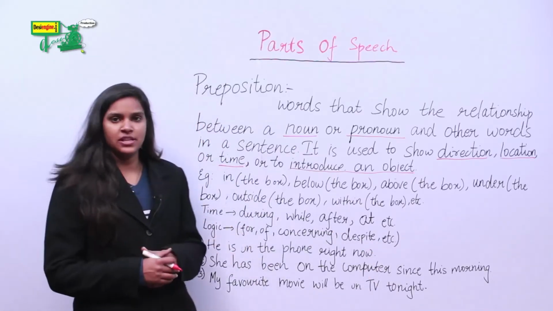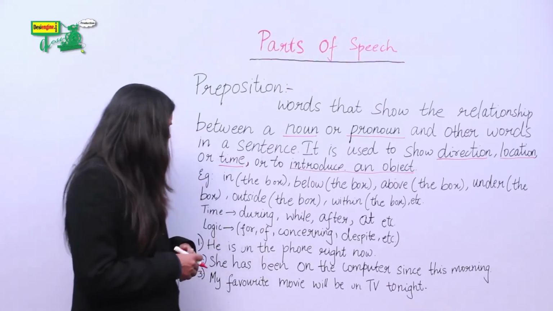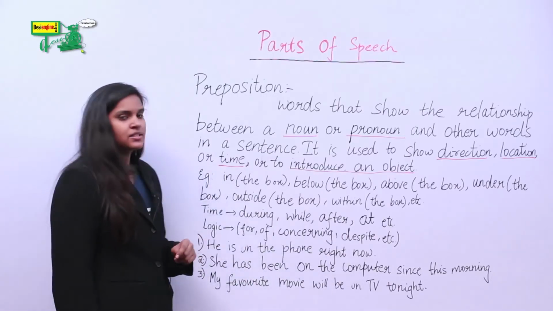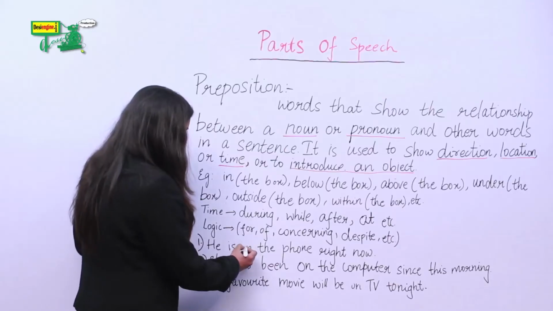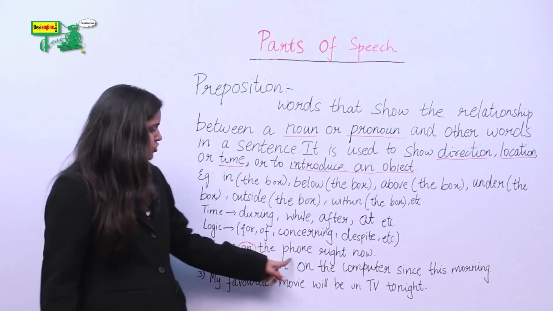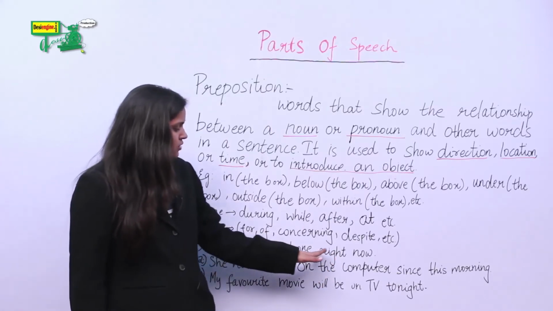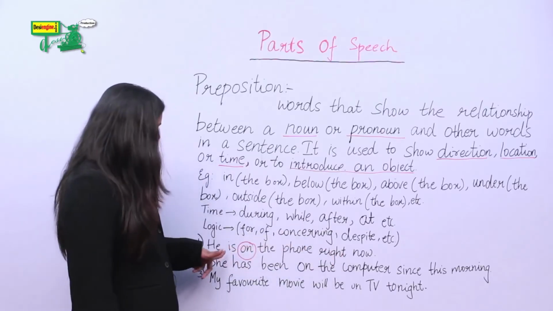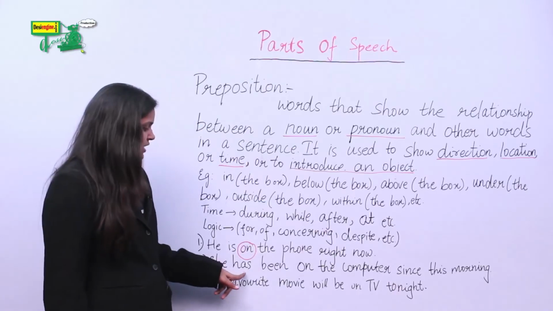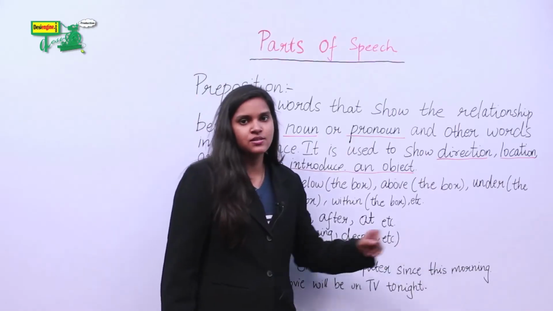Let's do few sentences where we'll try to identify the prepositions. He is on the phone right now. In this sentence, our preposition is on because it shows the relationship between he and the phone. What is he doing? He is on the phone right now. Let's do another sentence. She has been on the computer since this morning.